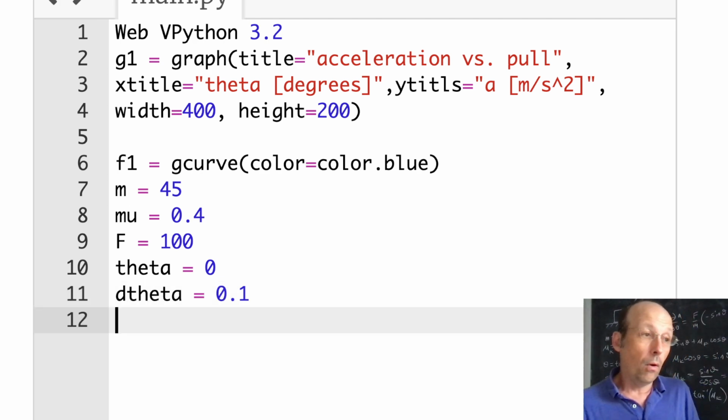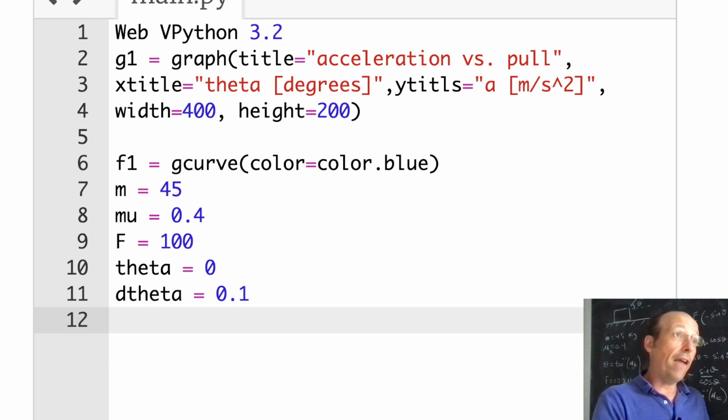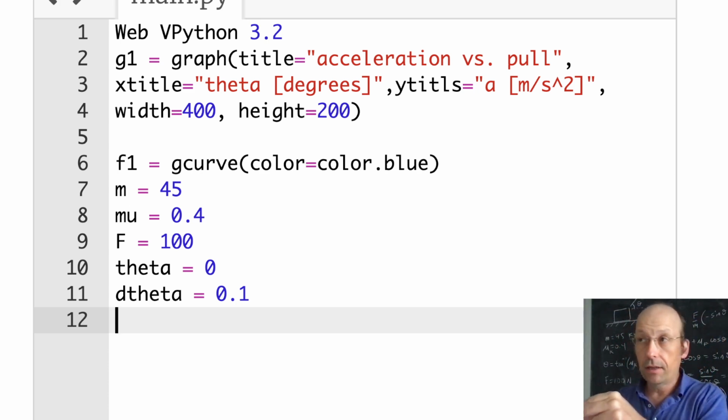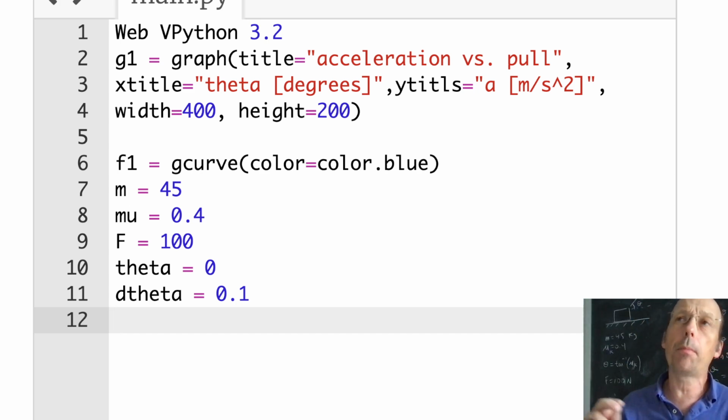Okay. I want to make a function that I give it both the force and the angle, and it returns the acceleration. That's what I'm going to do. And so I'm using a couple global variables.